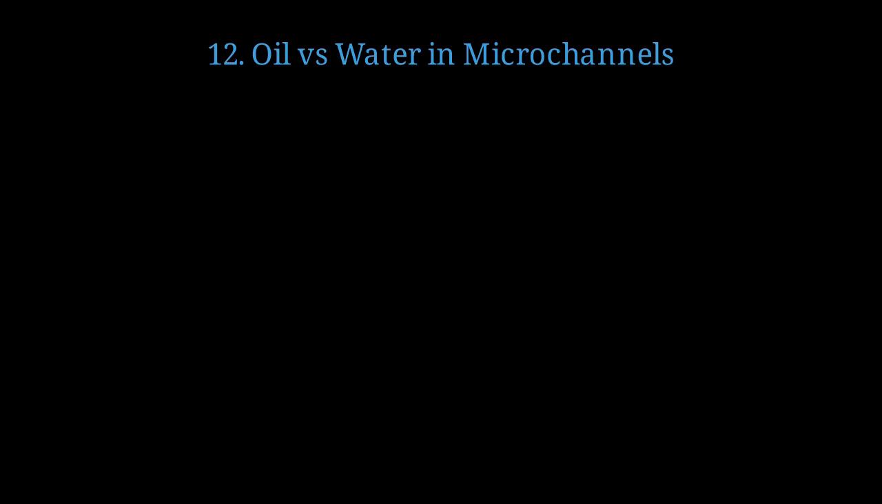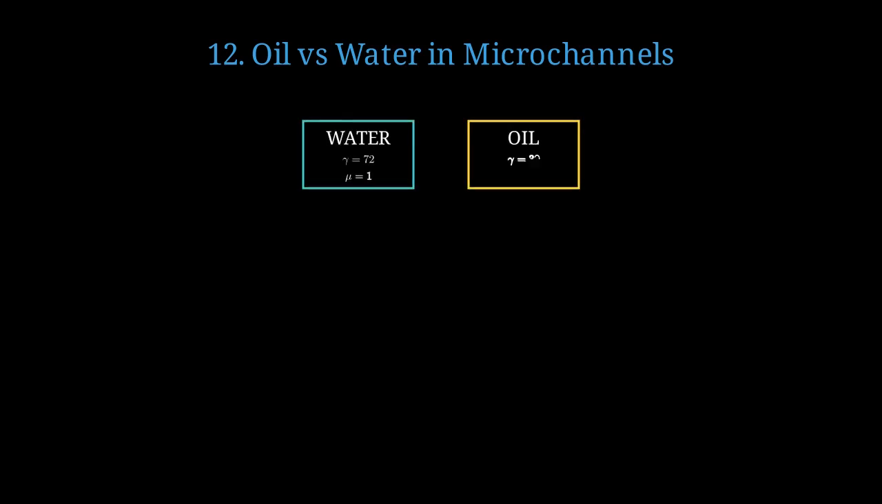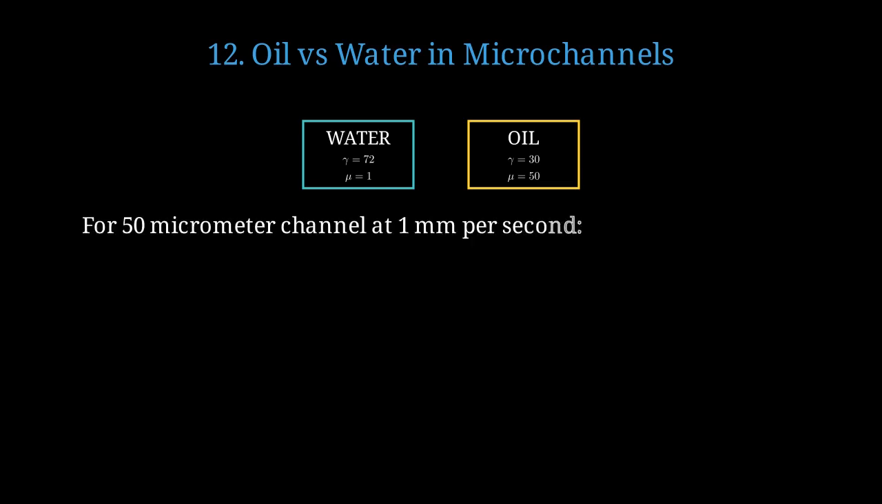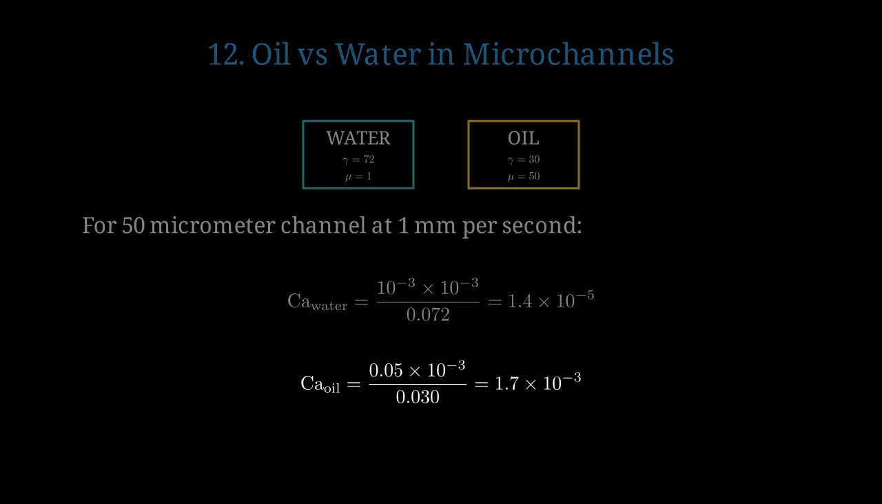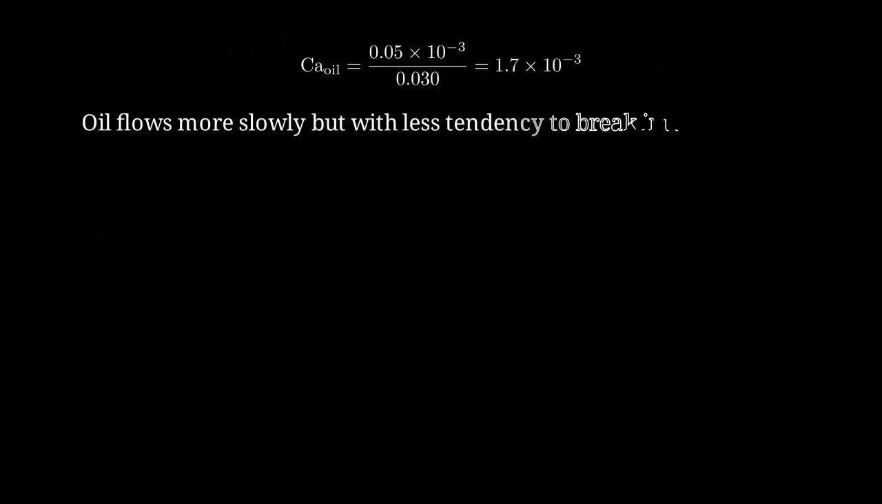Different liquids behave quite differently in microchannels due to their surface tension and viscosity properties. Water has higher surface tension, but much lower viscosity compared to typical oils, leading to different microfluidic behavior. For a 50 micrometer channel with 1 millimeter per second velocity, let's compare capillary numbers. Capillary number for water is 1.4 times 10 to the minus 5. Capillary number for oil is 1.7 times 10 to the minus 3, about 100 times larger due to higher viscosity. Oil flows more slowly due to higher viscosity, but maintains more stable interfaces with less tendency to form droplets.